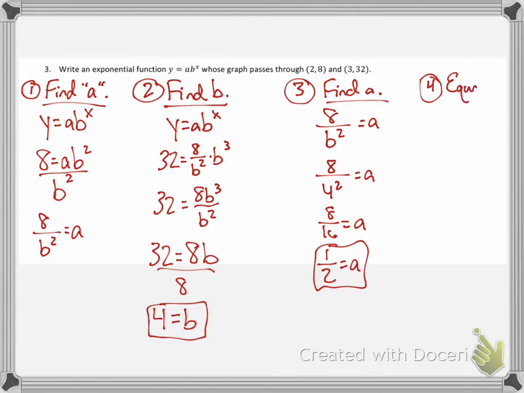And then we top it off. We've got the a and the b. Now we can go ahead and write the equation. So your final equation would be y equals 1/2 times 4 to the x.